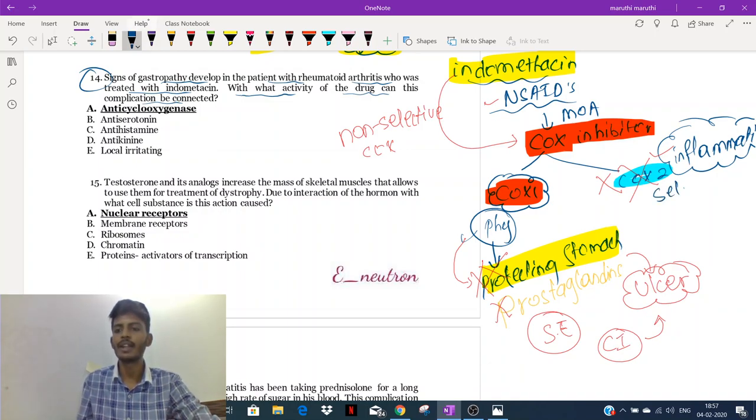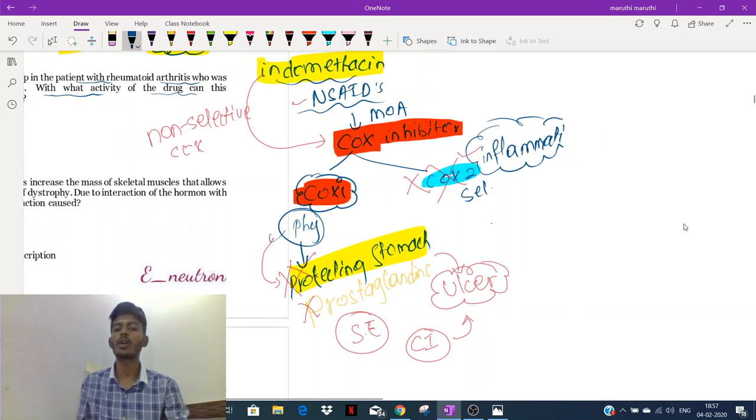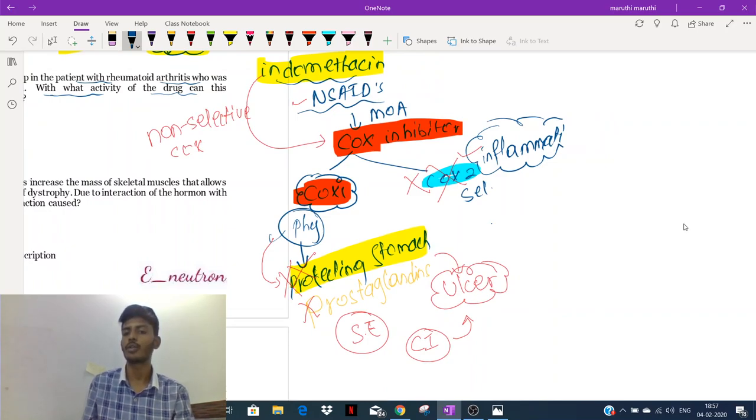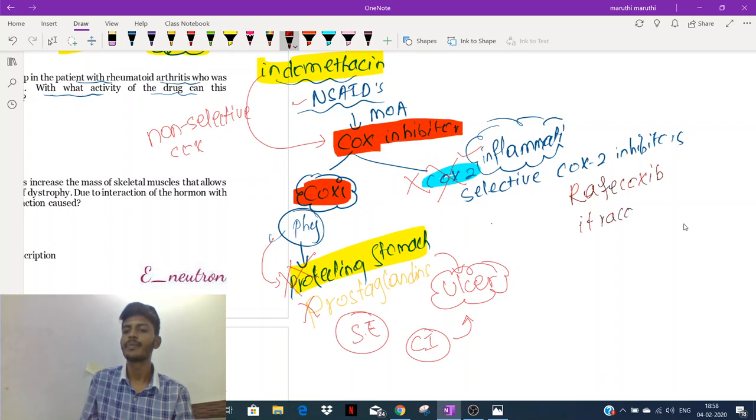That time I will go what? Selective COX inhibitor, means I will give some drug which blocks only COX-2 so that it won't damage the stomach. Okay, so that will be selective COX-2 inhibitor. So the selective COX-2 inhibitor, the drugs include rofecoxib, etoricoxib, celecoxib. Okay, so these are the drugs which can be used as a selective COX-2 inhibitor.